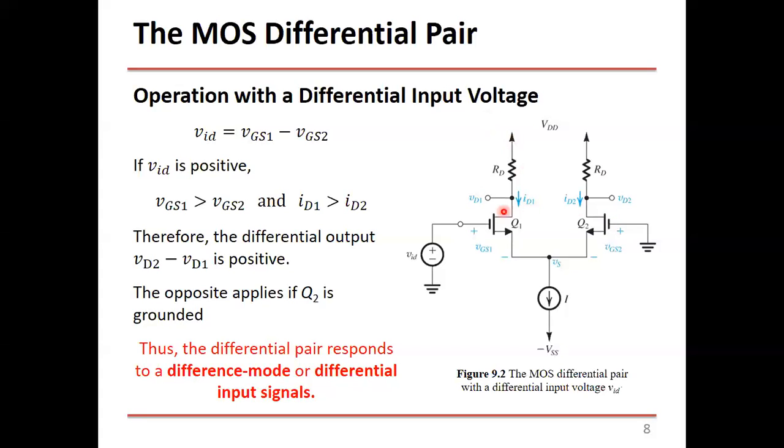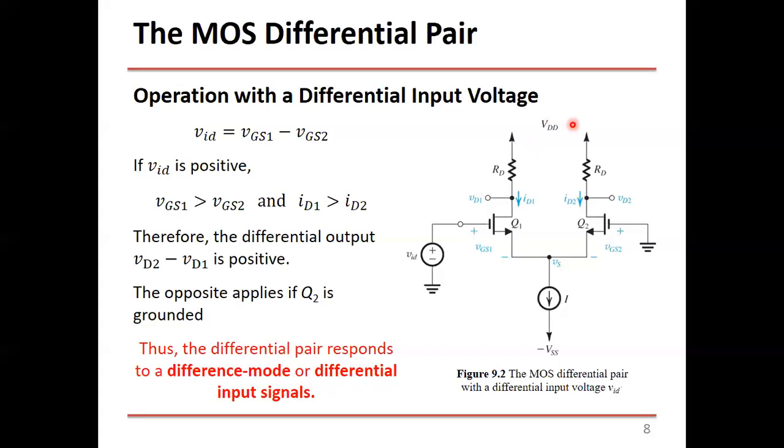This is true because if ID1 is greater than ID2, then the drop across RD on this side is higher than the drop here, right? If this current is higher, then this drop is higher than this drop. So this voltage will be less than this one, because this voltage is VDD minus the drop here, and this voltage here is VDD minus the drop. Since the drop here is higher, this VD1 will be less than this one.